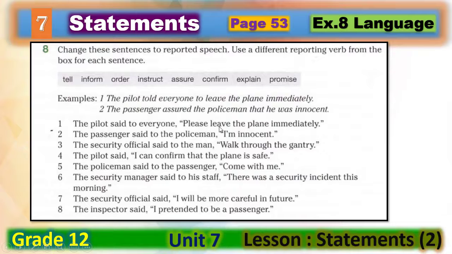Here we have an instruction sentence. It is an instruction, so we will start the sentence with "to". The passenger said to the policeman, I am innocent. We will change the sentence: the passenger assured the policeman that he was innocent. We will change here the verb from present into past.